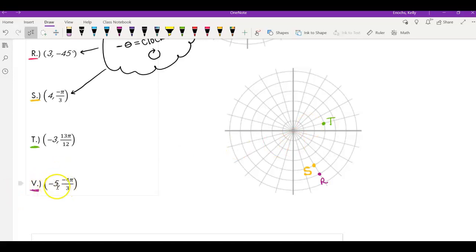Finally, the last one is negative R and negative theta. So I'm going to go to the left 5, and then I have to go clockwise 4 pi over 3. So I'm going to go around like a clock. So I'm going to go up first. Pi over 3 would be here, 2 pi over 3 here, 3 pi over 3, 4 pi over 3 would be right here. So that's how I get around to R. So if you think about it, I started over here and I actually went all the way around this way for V. Sorry, that should say V and not R. My apologies.